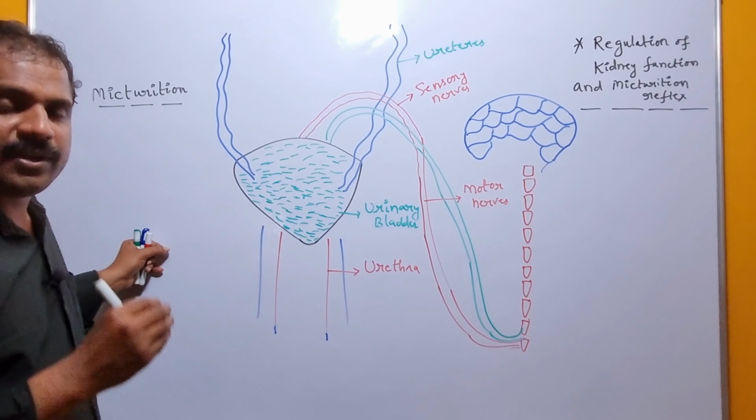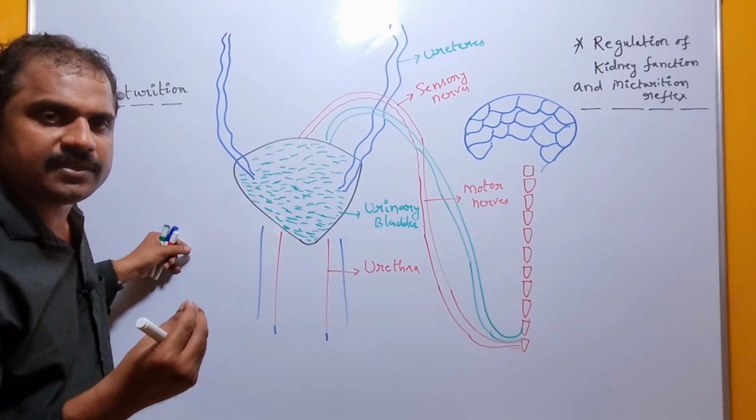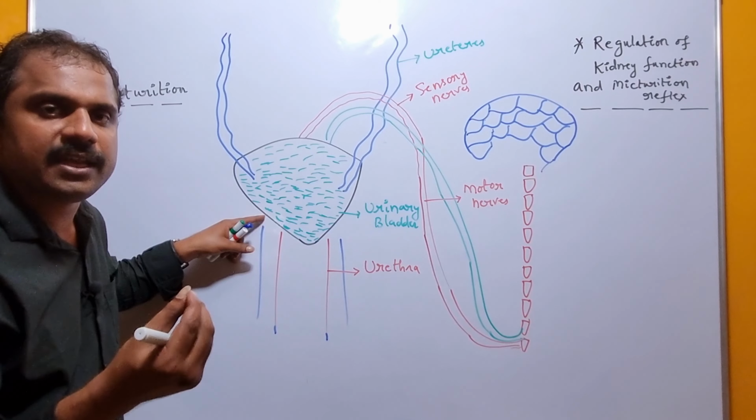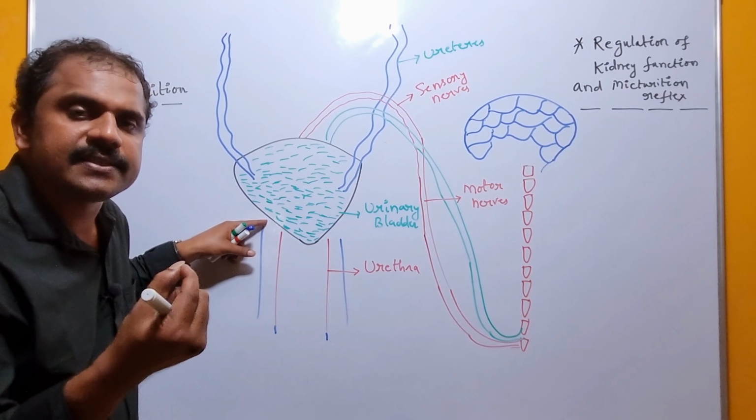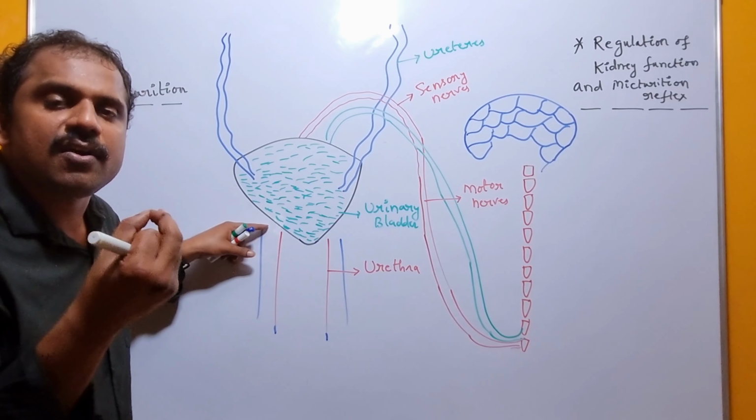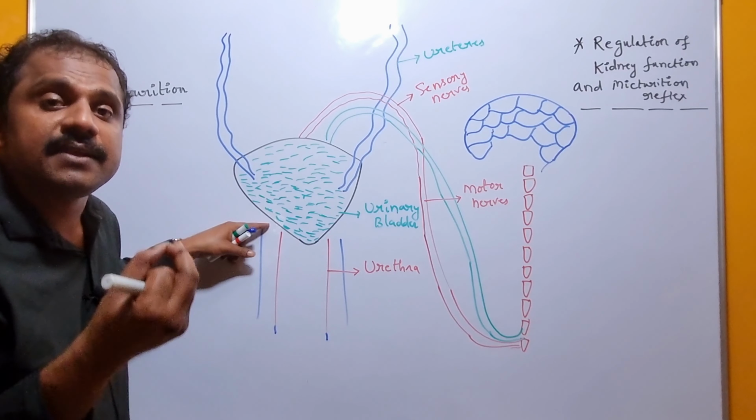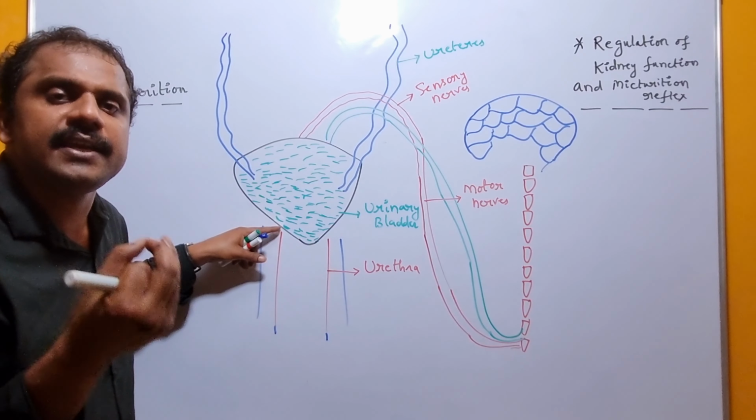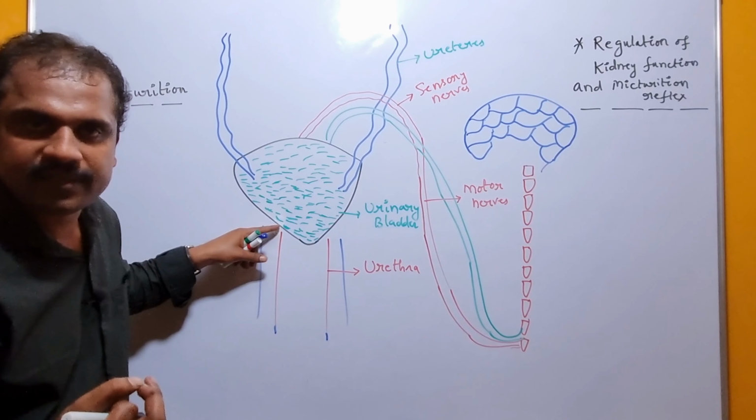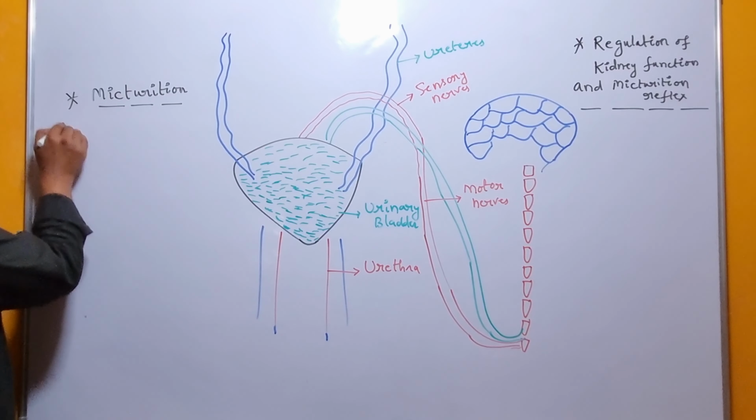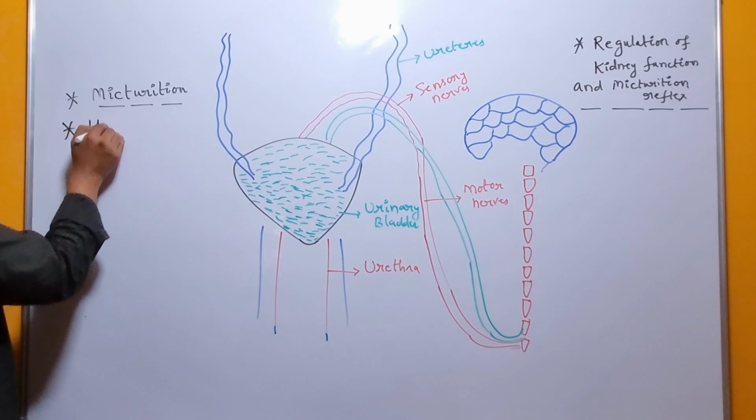Is it clear? So the mechanism or the process through which the concentrated urine stored in the urinary bladder is excreted outside is termed as what? Micturition. Is it clear?